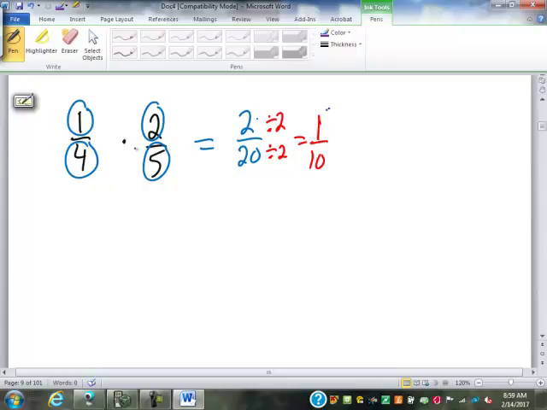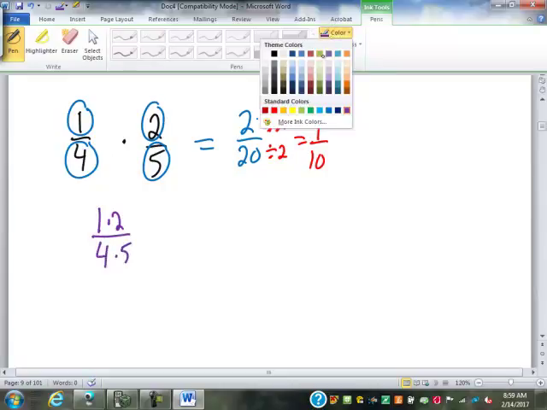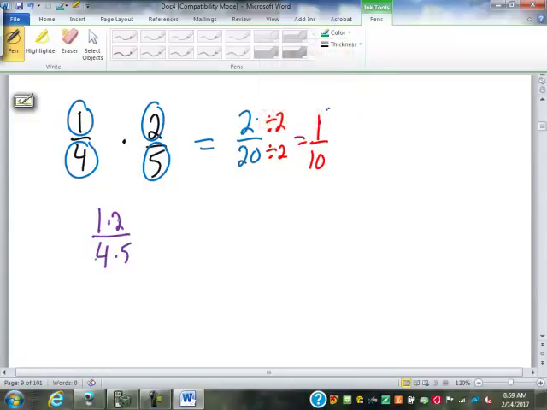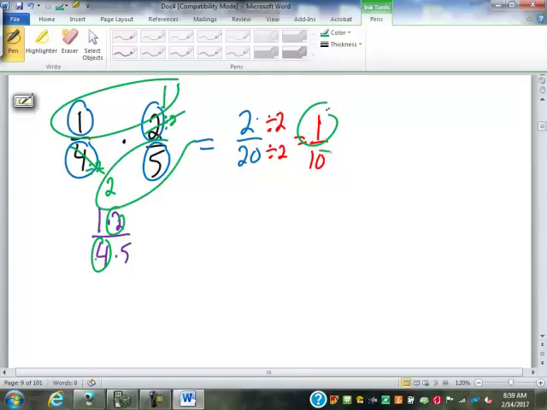Now, some of you might be looking at this thinking, why didn't he cross cancel? Others right now might be wondering, what's cross canceling? Well, if we look at this, the top is going to become 1 times 2, and the bottom is going to become 4 times 5. And you might notice that the 4 and the 2 can both be divided by 2. So what cross canceling is, you look at them that are diagonal, one on top, one on bottom, and they can both be divided by 2, so you divide by the 2. So 4 divided by 2 is 2. 2 divided by 2 is 1. And now when you multiply, 1 times 1 is 1. 2 times 5 is 10. So you basically just reduced before you multiply.